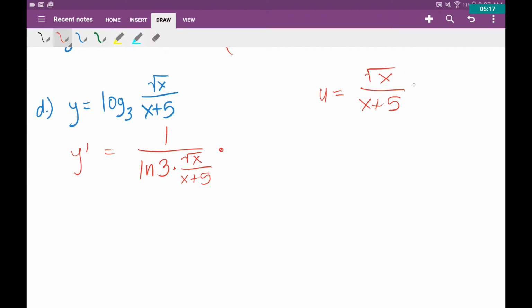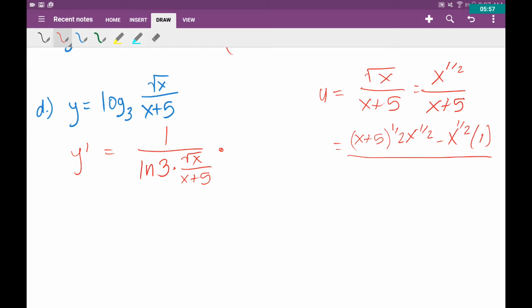We have a quotient. Actually, let's rewrite that, x to the 1/2 over x plus 5. So again, we have a quotient, so let's do low d high minus high d low. Low is x plus 5. D high is 1/2 x to the negative 1/2, minus high, which is x to the 1/2, d low, which is just 1. You wouldn't have to write that 1 if you didn't want to. All over low low.